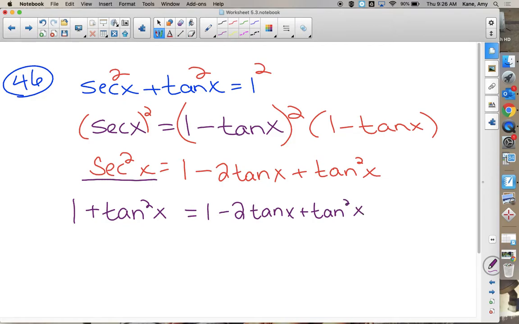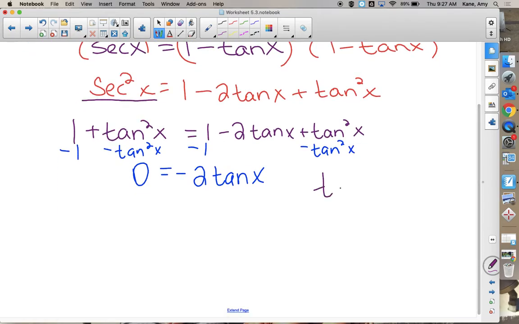After you combine your like terms, set it equal to 0. This one works out really nicely because when you combine like terms and set it equal to 0, what do you have left? No, it's 1. Or it's just 2 tangents. So if I subtract 1, and we subtract tangent squared, you end up with just negative 2 tangent x, which is kind of nice. A whole bunch of stuff canceled. So we are actually saying, when is the tangent equal to 0?